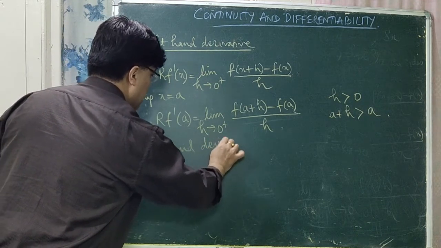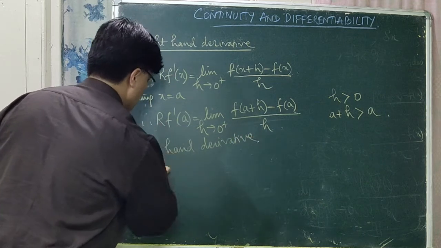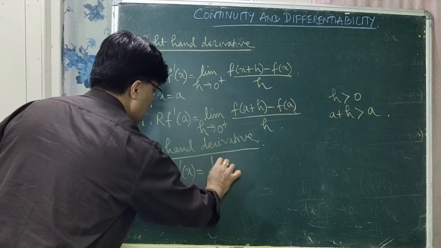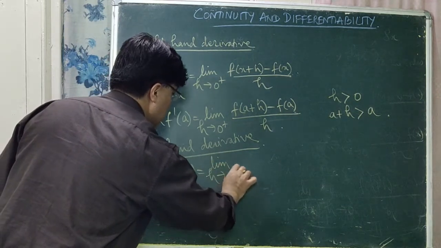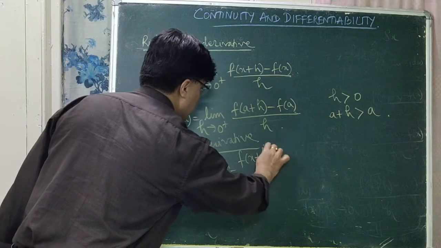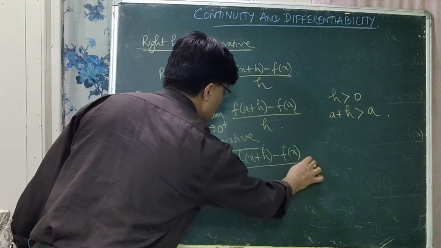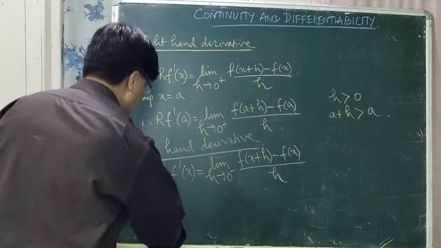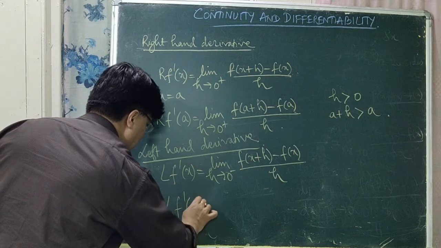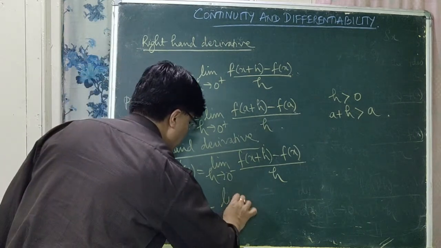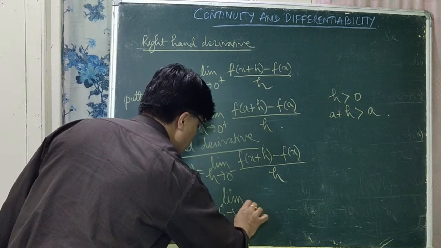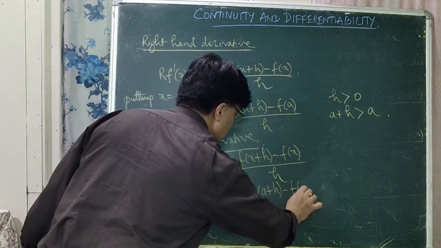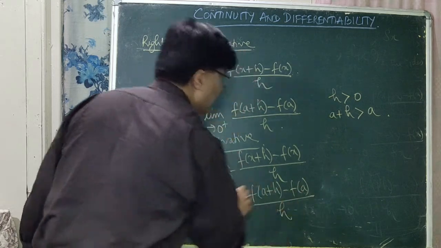Now what is the left hand derivative? So the left hand derivative, capital L f dash of x is equal to limit h tends to 0 minus f of x plus h minus f of x, this whole divided by h. Is that clear? So you put x is equal to a. Capital L f dash of a is equal to limit h tends to 0 minus f of a plus h minus f of a, this whole divided by h.